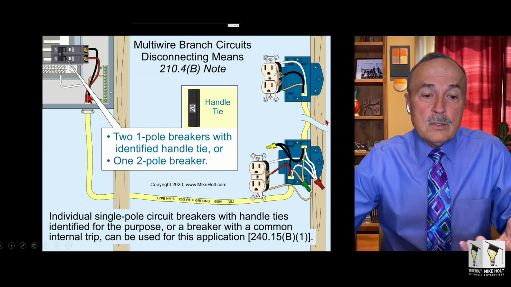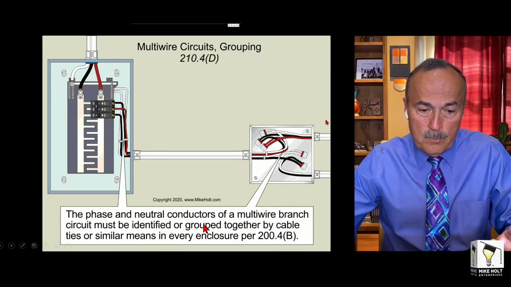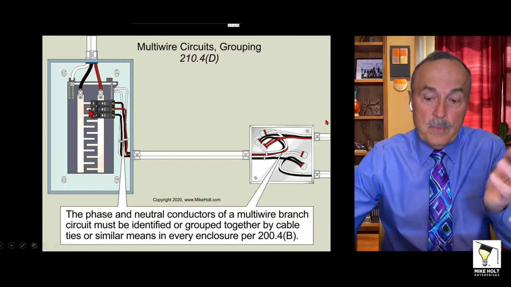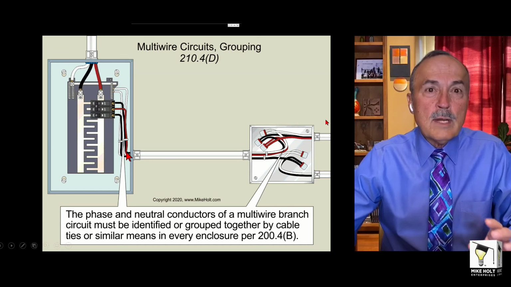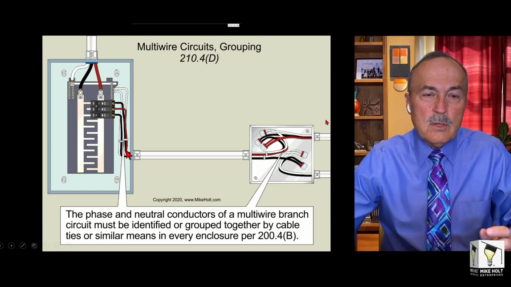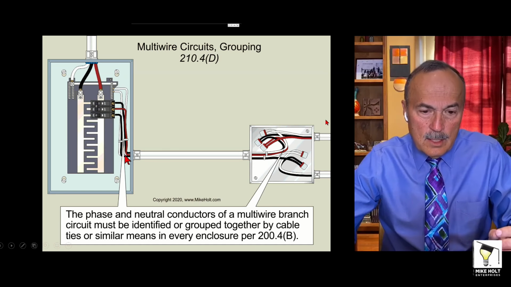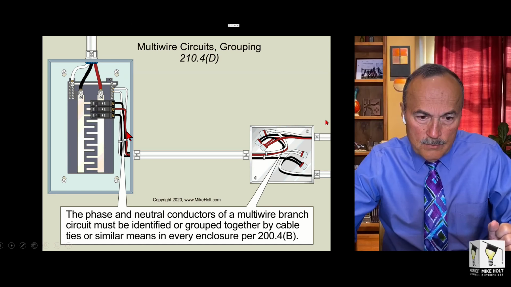Clearly, a multi-wire branch circuit by itself, we don't need to identify or group. It's when you have more than one multi-wire branch circuit in a raceway, not likely to be in a cable, so in a raceway, well then you have to take the multi-wire branch circuit and group it. So here's black, red, and white. We have to group that. Let's read this. I don't know if we have to group the black and white one here.